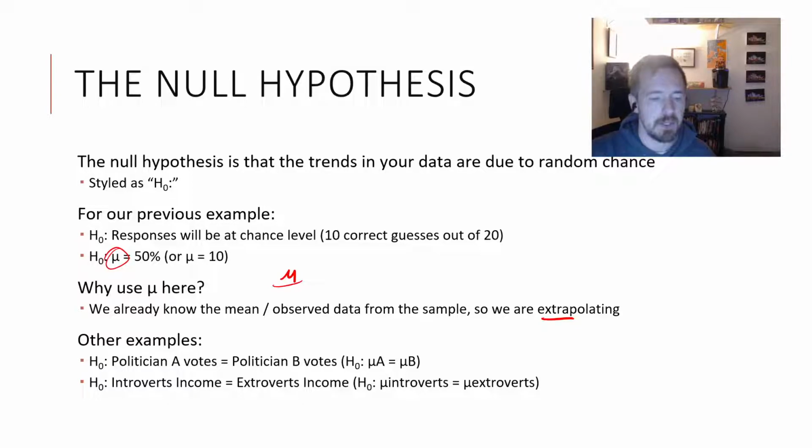So other examples of this, to think back to some of those examples we looked at earlier. Politician A votes are going to be equal to politician B votes. This would basically be that we don't anticipate a difference between the politicians' votes. Or if we said that we expect that introverts and extroverts make the same amount of money, we would express that as mu for introverts is the same as mu for extroverts.